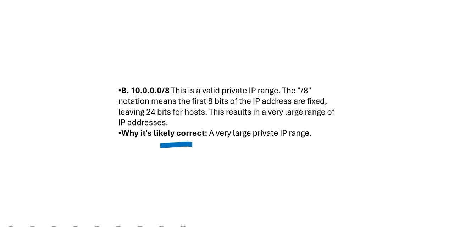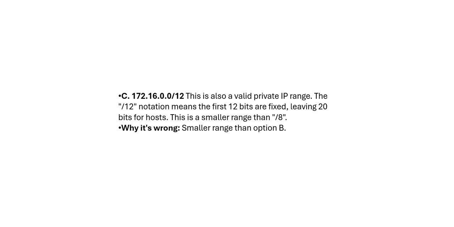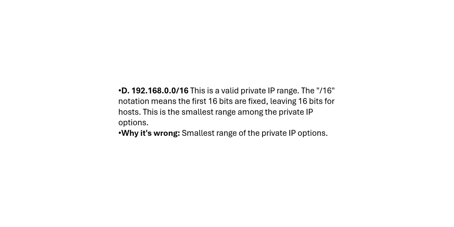The next one, this is likely correct because a very large private IP range is possible here. This is a valid IP range first. If it's /8 notation, it means the first 8 bits of the IP address are fixed, leaving 24 bits for host. So this looks okay because it results in a very large range of IP addresses. Option C will not work. This is wrong. Small range of IP addresses. Why? Because the notation means the first 12 bits are fixed, leaving 20 bits for host. This is smaller.